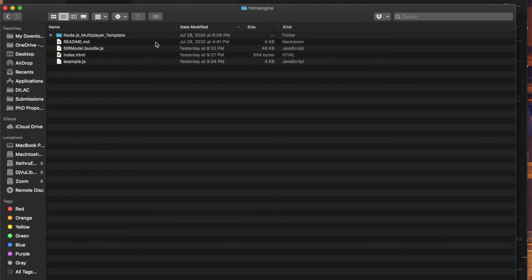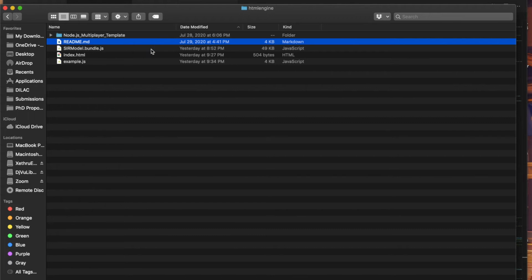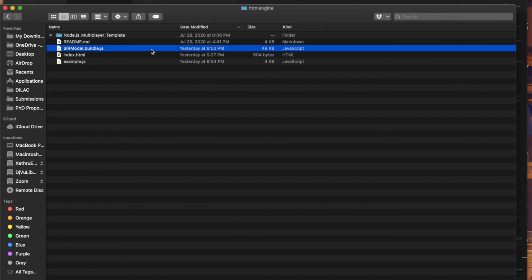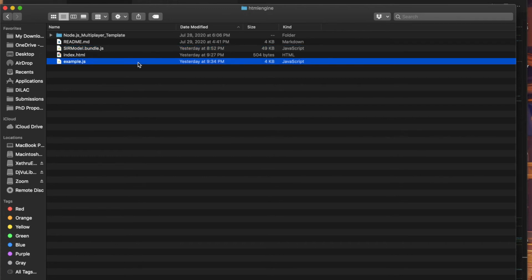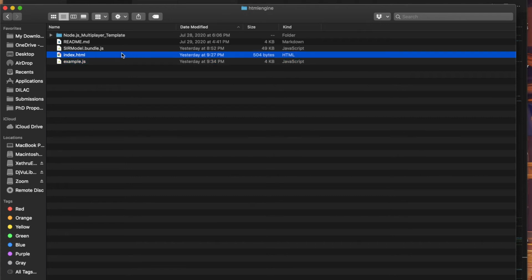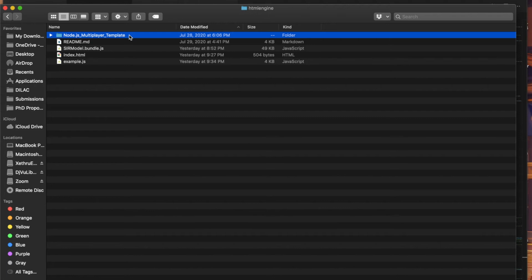When you download the engine from GitHub, you'll have a zip file, and once you extract that, you'll have these 4 files in one folder. The readme.md file goes into more details about the SIR model and is a good reference to have if you forget something. The SIR model bundle file contains the main differential equation solver and the main helper functions to use the model. The example.js file contains a short example that demonstrates how to use the SIR model using the functions in the bundle. And the index.html file just displays the example on a web page console. Now, the folder is irrelevant for this demo as it basically contains instructions on how to make a multiplayer game using Node.js.